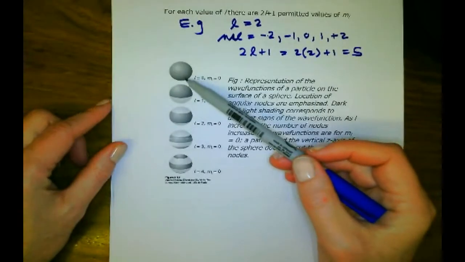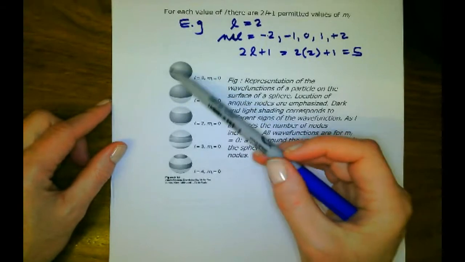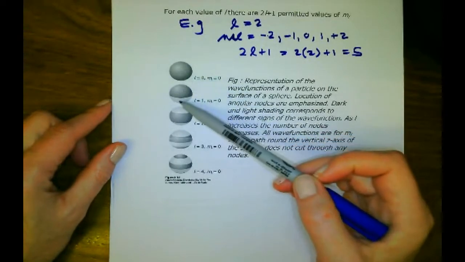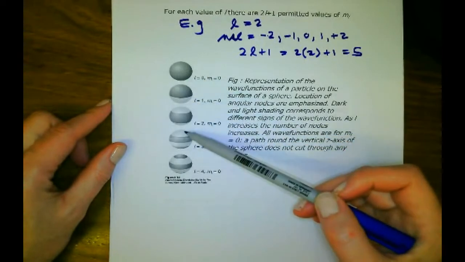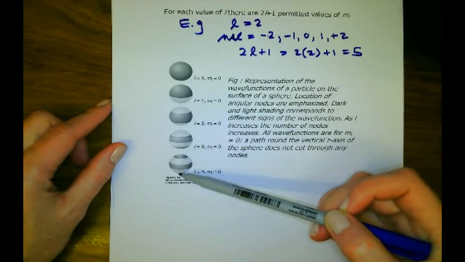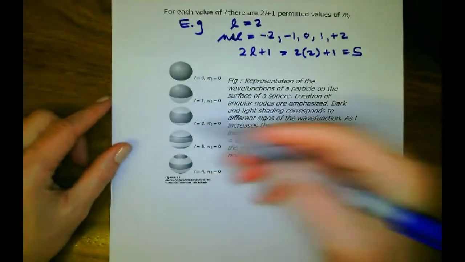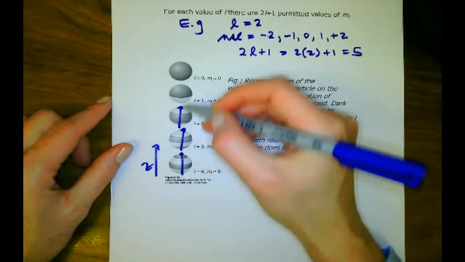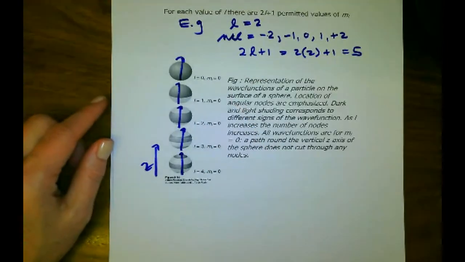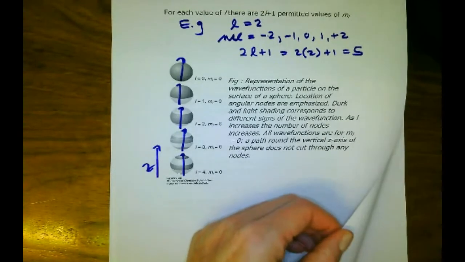This figure just shows the signs of the wave function, where the shading indicates a positive wave function and the lighter color a negative wave function, and it shows you how the wave functions change sign on the sphere. And this is the z-axis. So the z-axis is in that direction each time. So we have the wave functions.